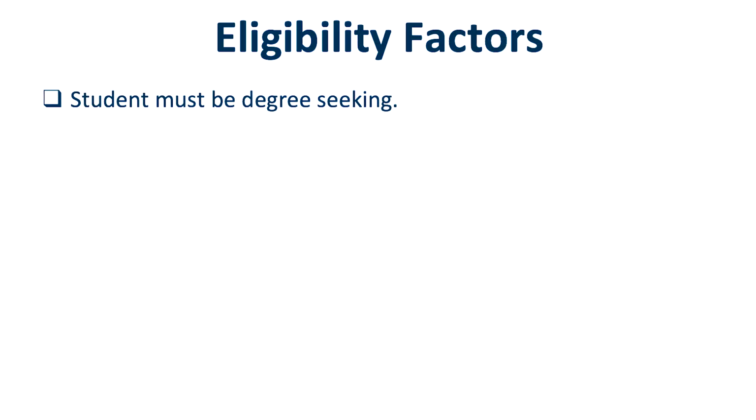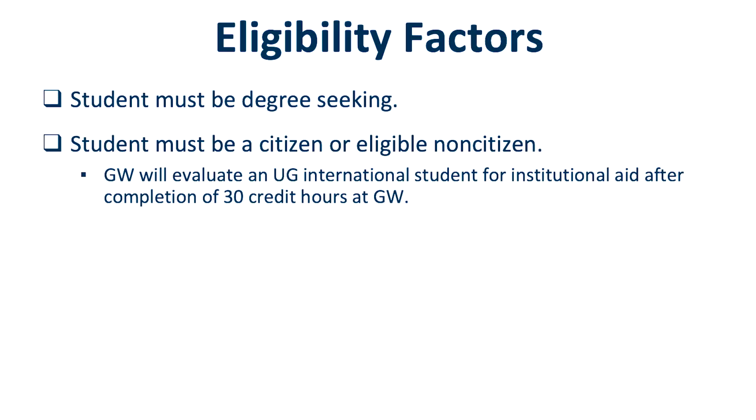Student must be degree seeking. It means you must be pursuing a degree. You cannot just be taking classes in order to get any kind of financial aid or scholarship funding. You must be degree seeking. Students must be a citizen or eligible non-citizen to fill out the financial aid form. This means we will evaluate international students for institutional aid after they've finished 30 credit hours at George Washington University.